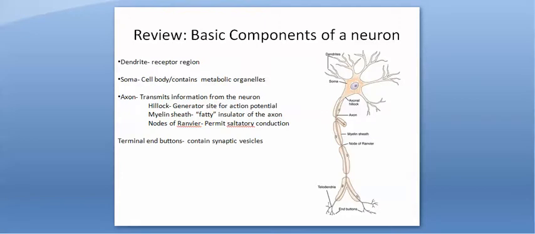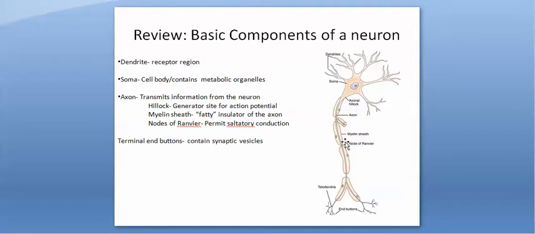So let's start with just a little bit of review of the basic components of a neuron. To begin, here's our neuron. Here are our dendrites. Then we have the cell body or the soma. We have the axon hillock here. Then we have the axon, and around the axon is a myelin sheath.